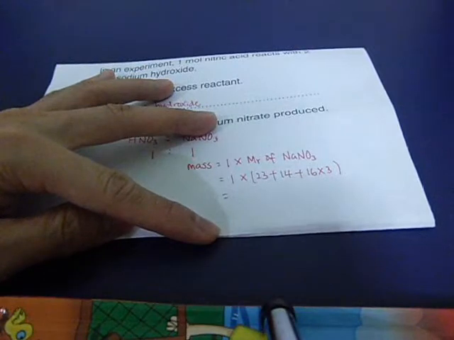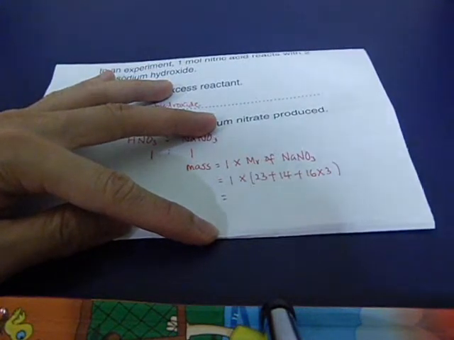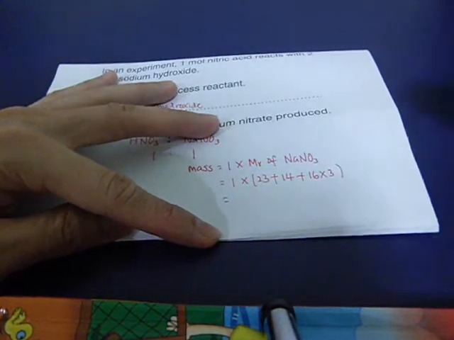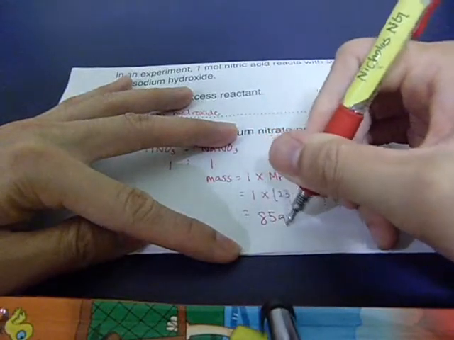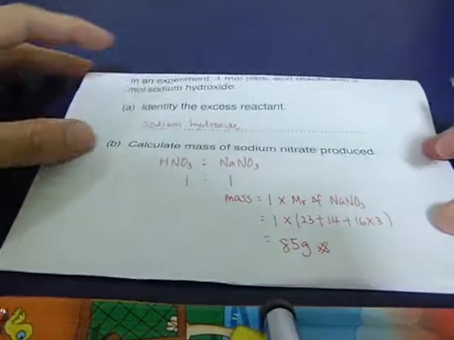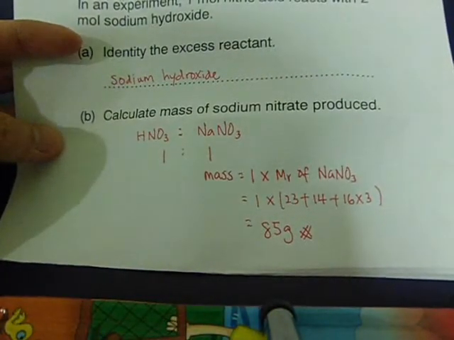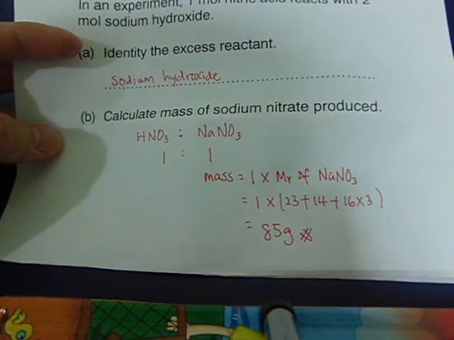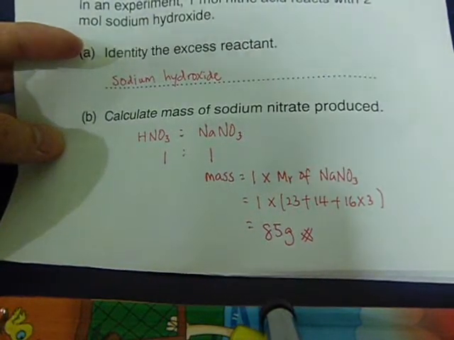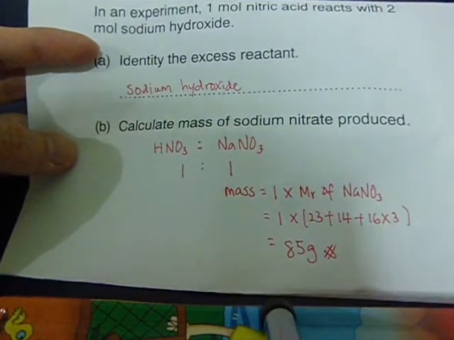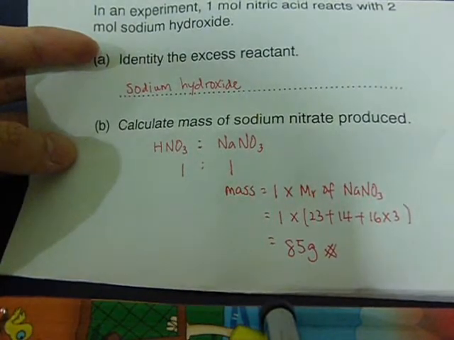And if you do the calculation, let me calculate, you find that the answer is 85 gram. Okay, so the answer is 85 gram. Let me calculate one more time. 16 times 3 plus 14 plus 23. That's correct, 85 gram. So always remember the mass of the product depends on the amount of limiting reactant.